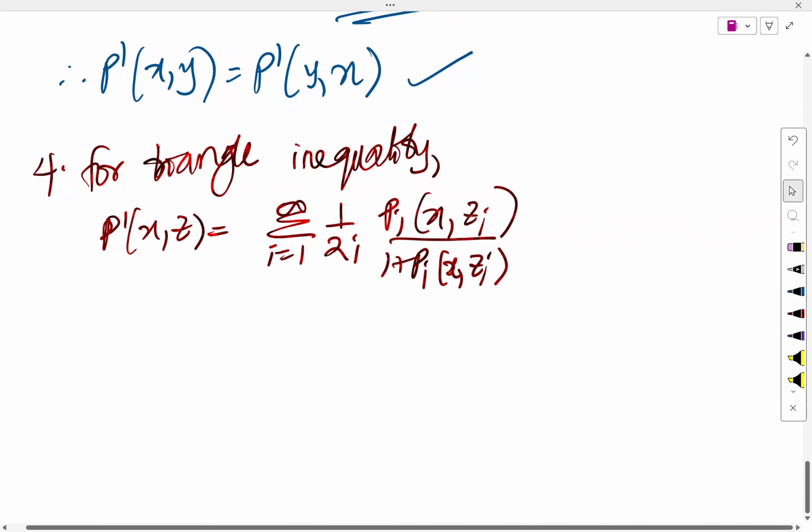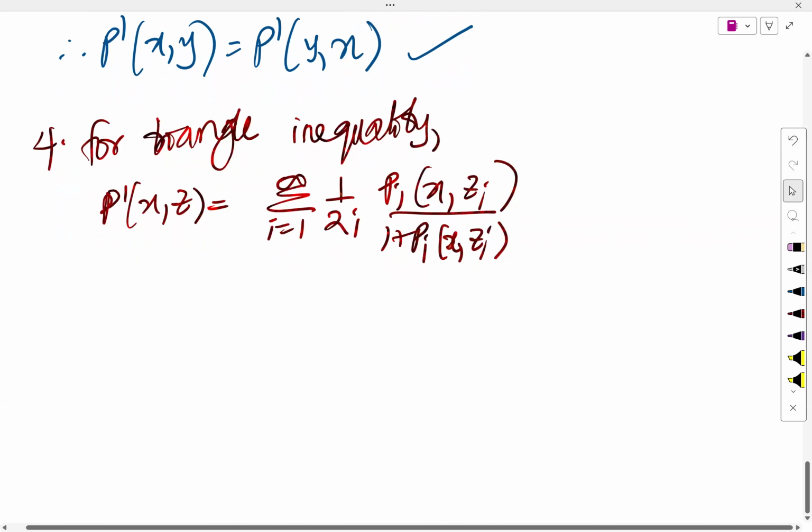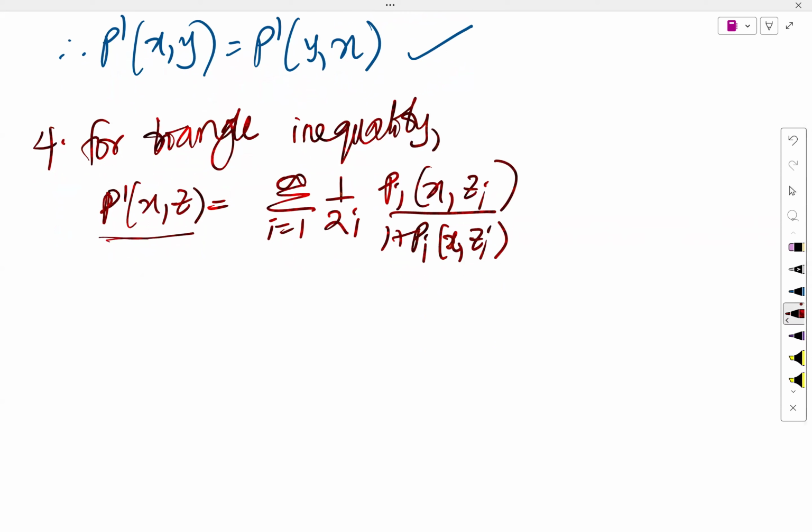Okay, so if you try to expand all this, there's an approach we can actually use. So you know already this is this, of course, and we are expected to prove that this is less than or equal to p prime x yi plus p prime y zi. That's all we are going to.